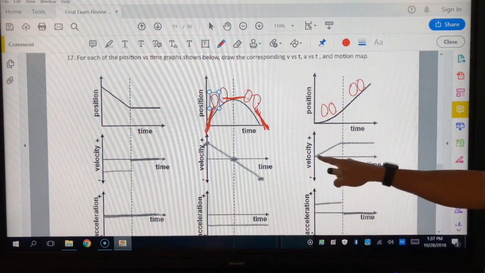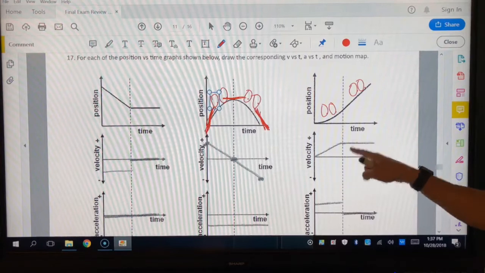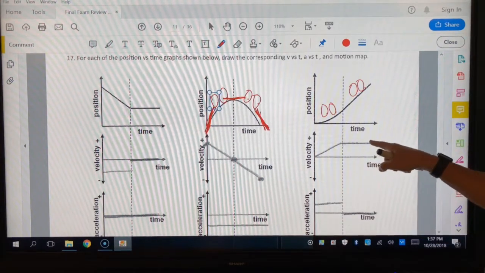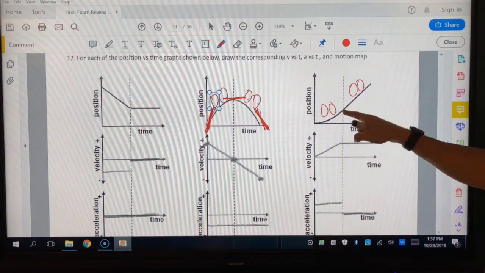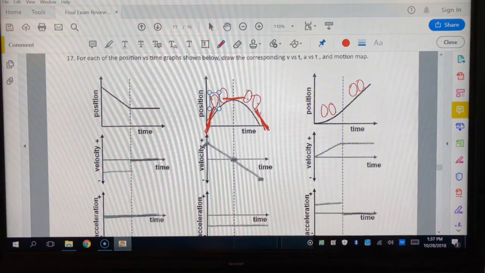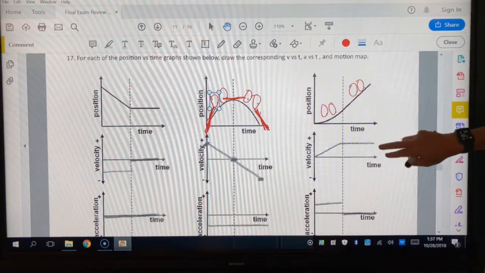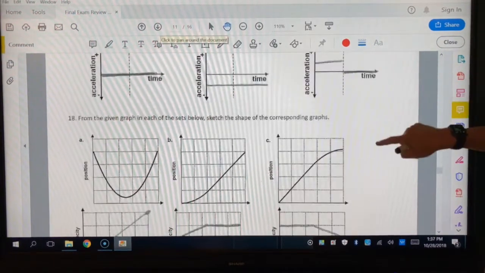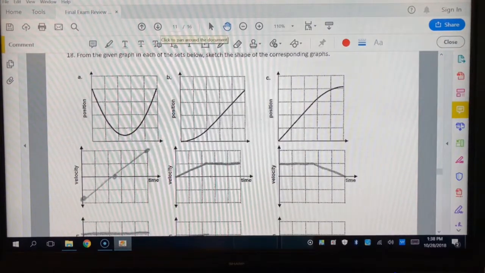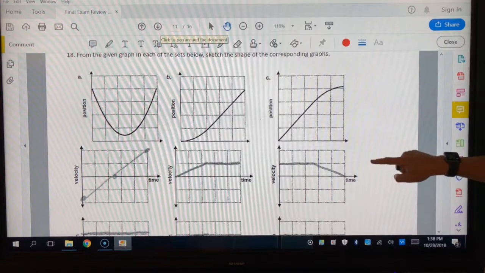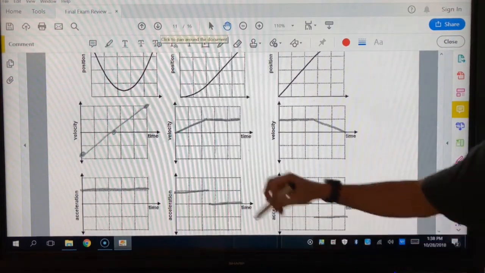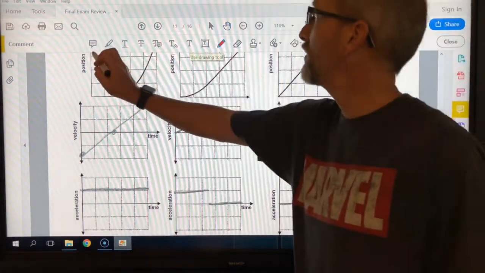Our velocity is very positive because our acceleration is positive. So we've got an upward slope, and then we don't have any velocity, or our velocity, sorry, is constant here. So we do have velocity, it's just very constant. For the next part, it says given the graph, sketch the shape of the other corresponding graphs. So same type of thing again. We have a very negative velocity to begin with.